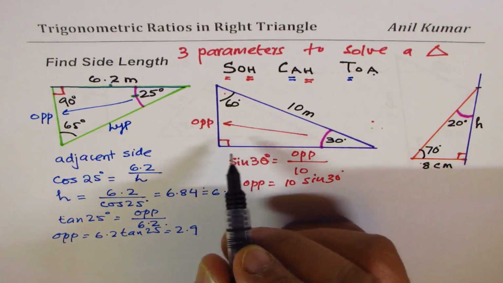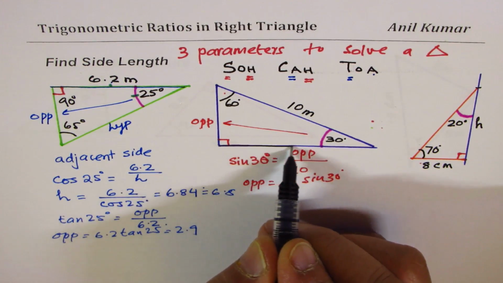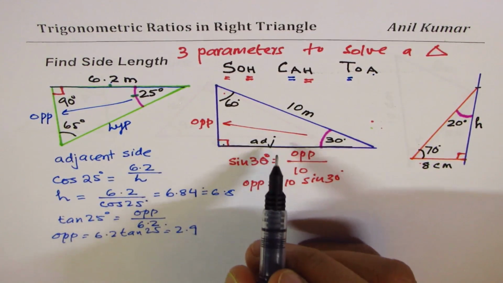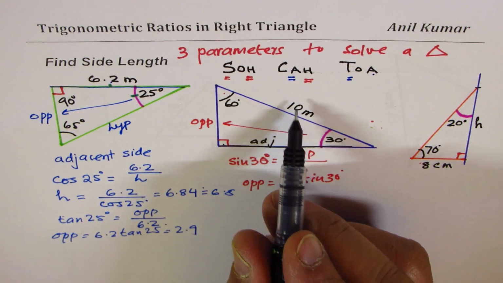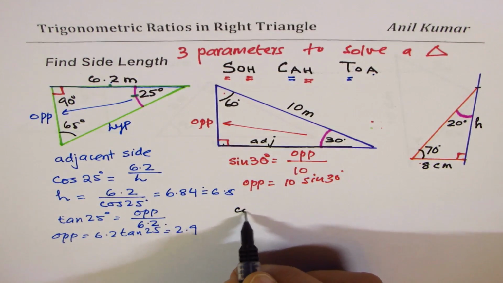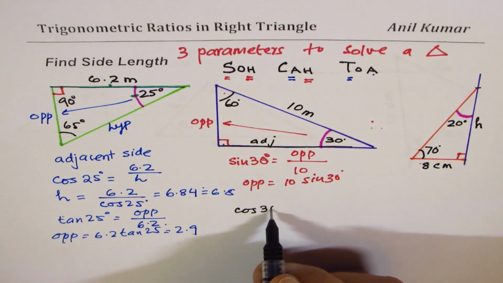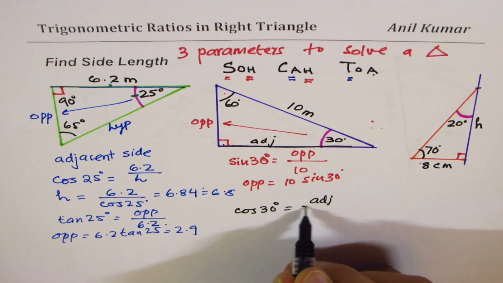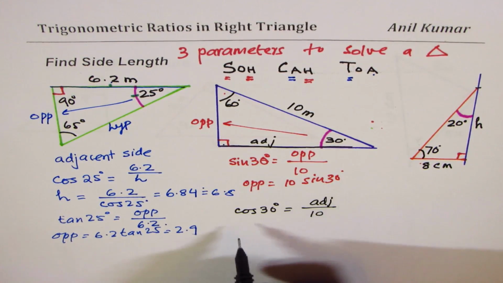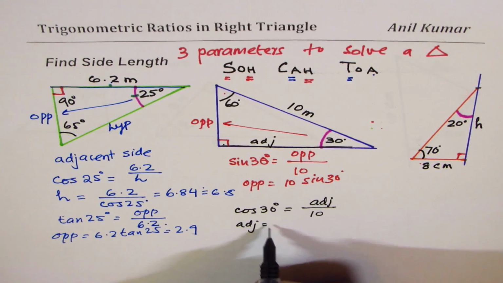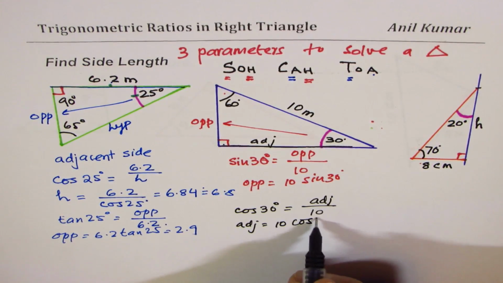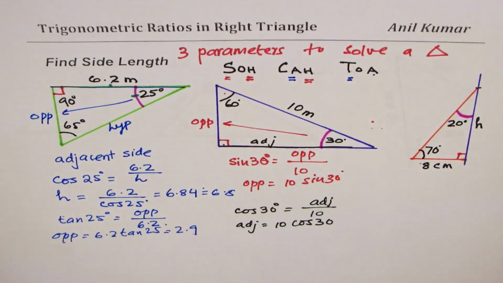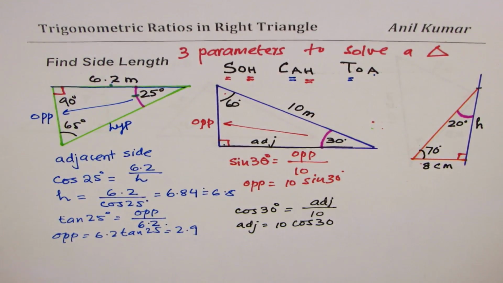Now this side is adjacent because it is closer to these two angles. It is called the adjacent side. Adjacent and hypotenuse means cosine. So we get cos of 30 degrees is equal to the adjacent side over 10, which is the hypotenuse. So the adjacent side is 10 times cos of 30 degrees. Use a calculator to find the answer.